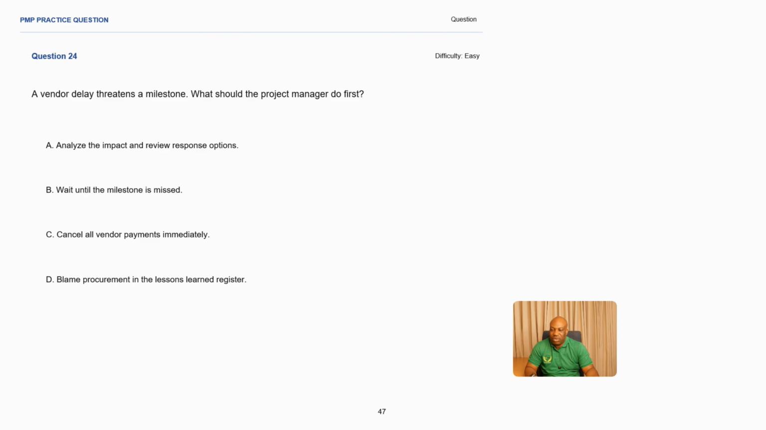Practice question number 24. A vendor delay threatens a milestone. What should the project manager do first? Okay. And the difficulty here is easy. All right. So a vendor delay is threatening a milestone, which means the delay that is coming from the vendor might affect achieving a certain milestone. What should the project manager do first? Analyze the impact and review response options.